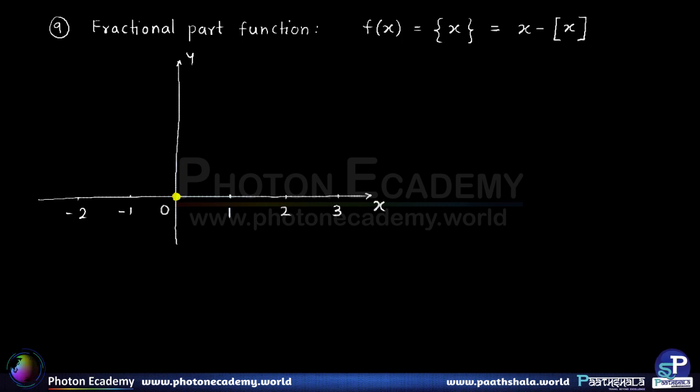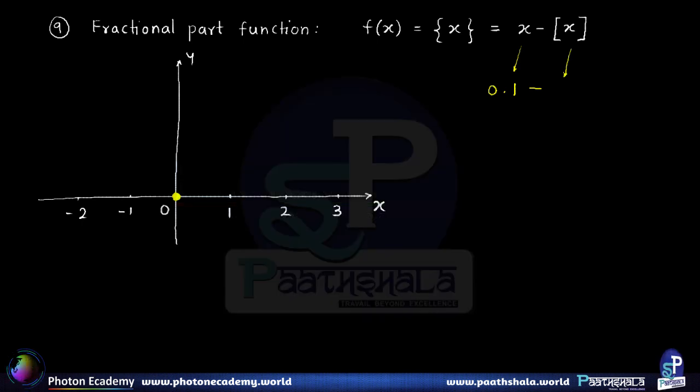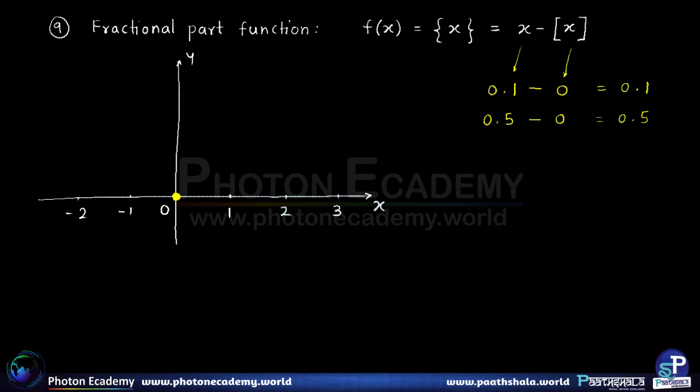Let us start off with a very small positive number, say 0.1. So x is 0.1 minus the greatest integer of 0.1, which is nothing but 0, so that gives you 0.1 itself, isn't it? Now let's consider a slightly bigger number, say 0.5. For this number also the greatest integer function is 0, so that gives us 0.5. Now let's go a little near 1, so we have 0.9. Here also the greatest integer function is 0, so we get 0.9.